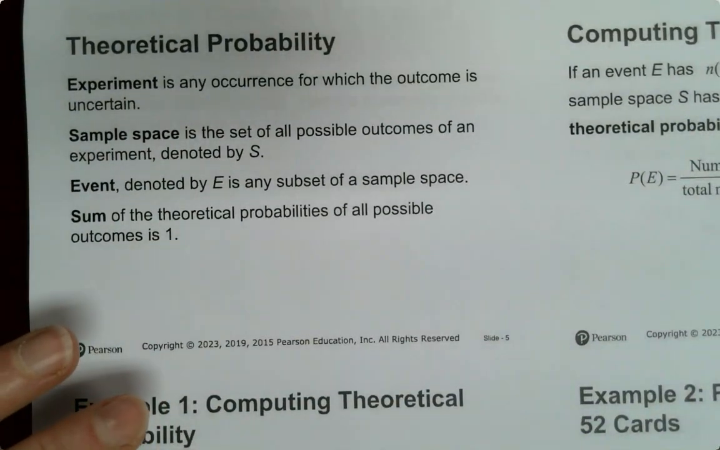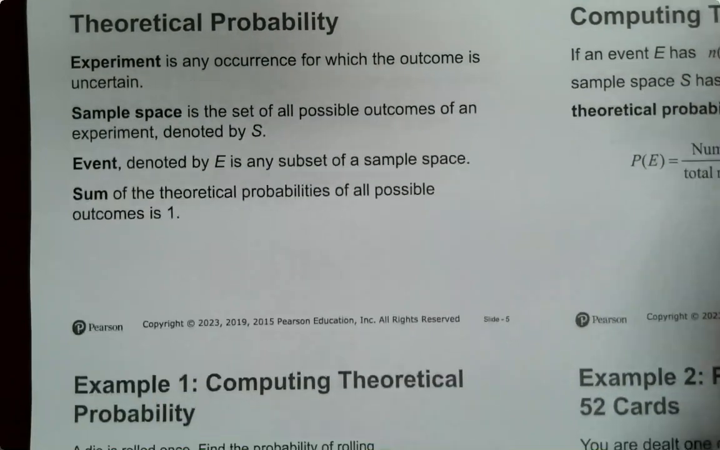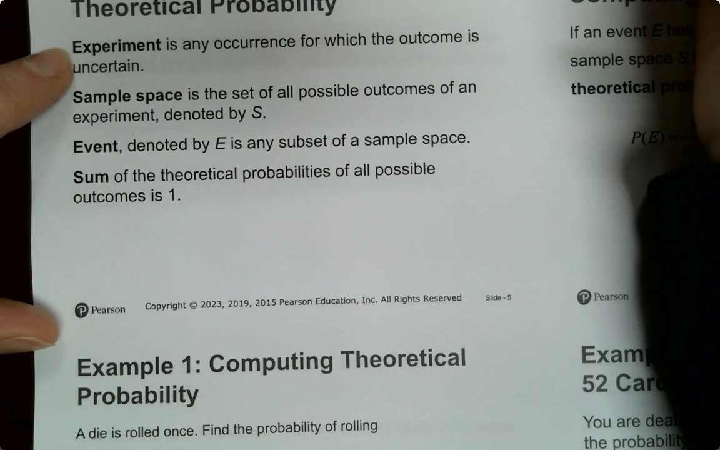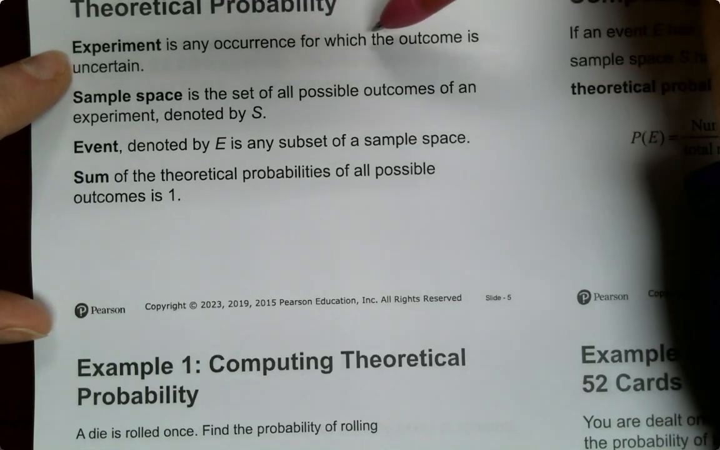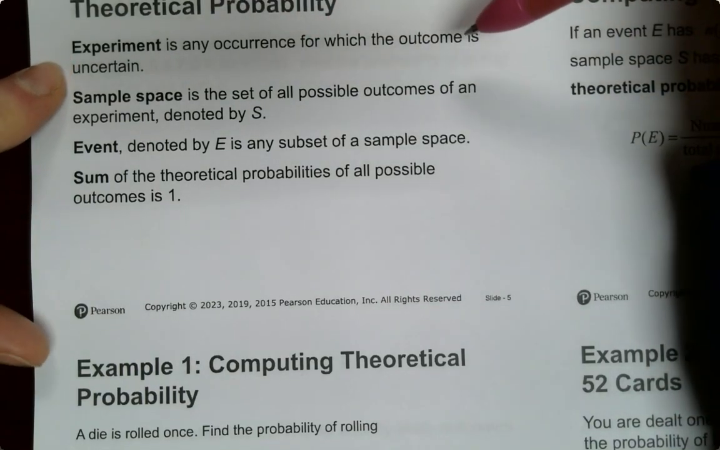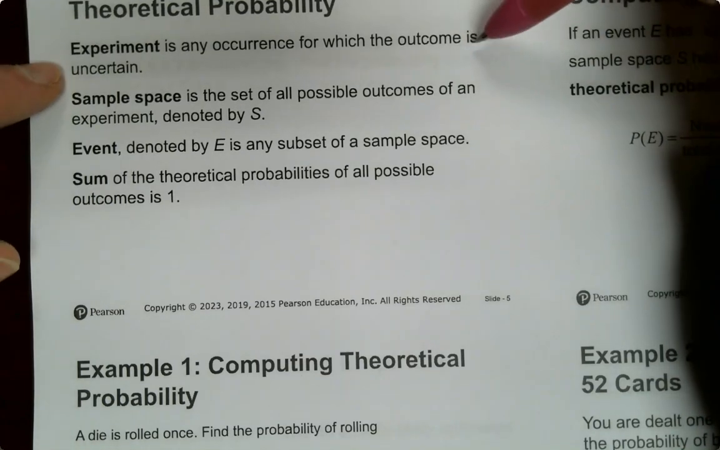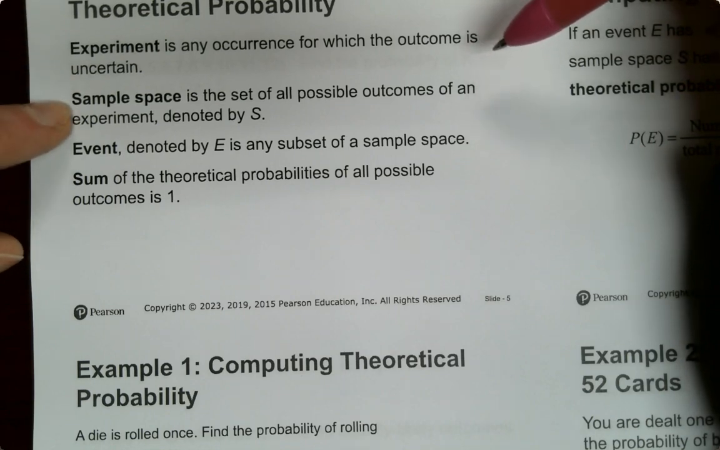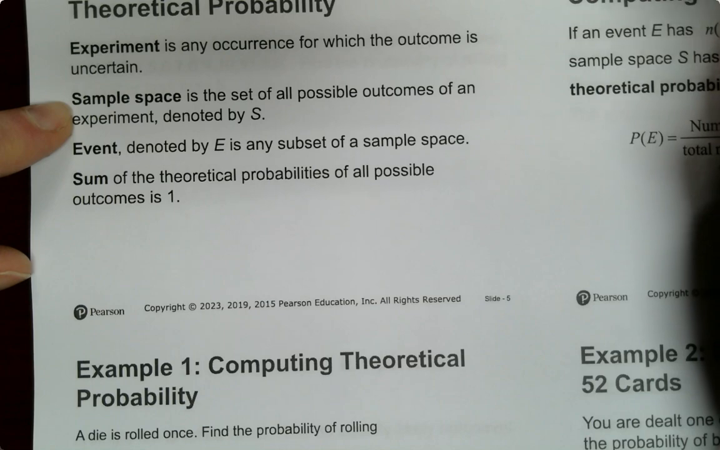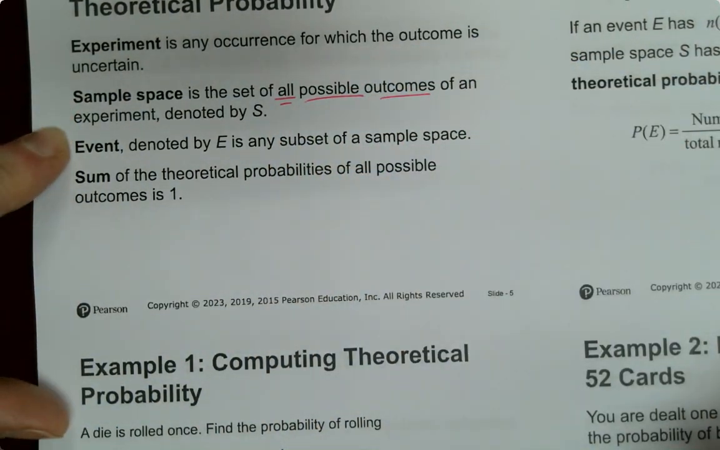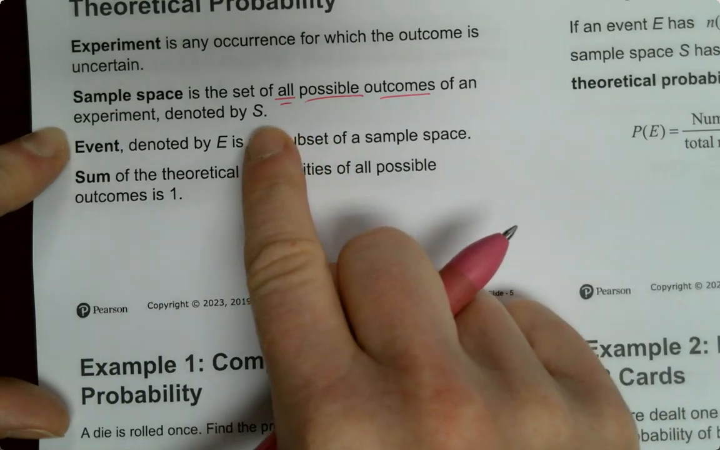So there's two types of probability. We'll talk about theoretical, and we have empirical. So we need to know some vocabulary. So experiment is any occurrence for which the outcome is uncertain. So you conduct an experiment to find the likelihood of certain outcomes. Sample space is the set of all possible outcomes of an experiment, denoted by S.